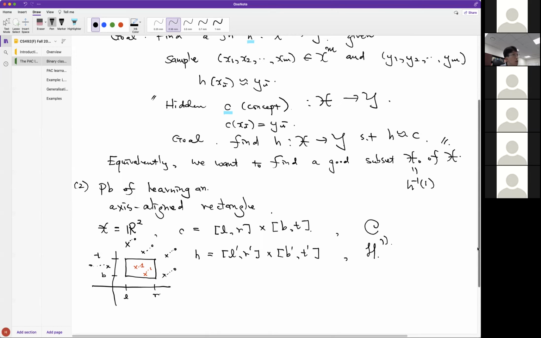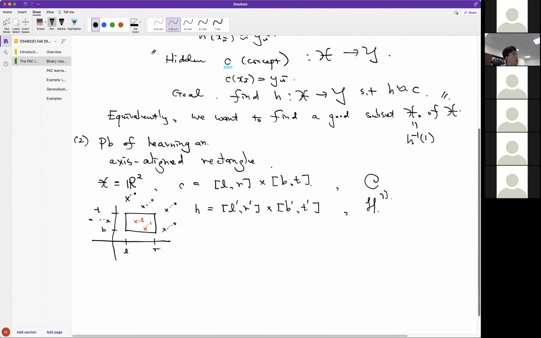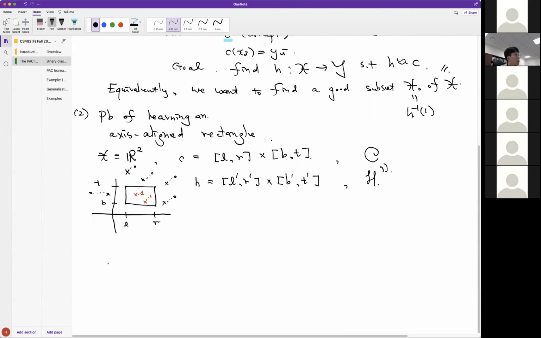So that's one example of a classification problem. And then the other example of a classification problem is the problem of learning a conjunction of literals.